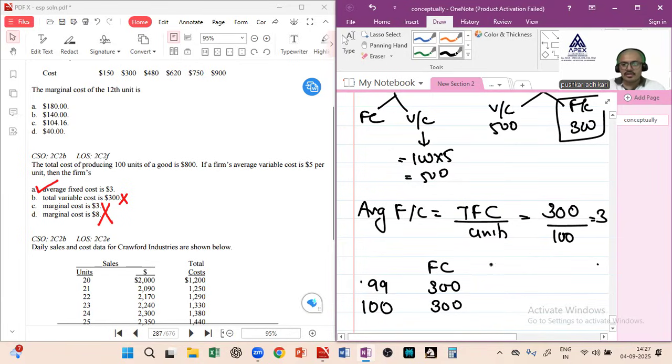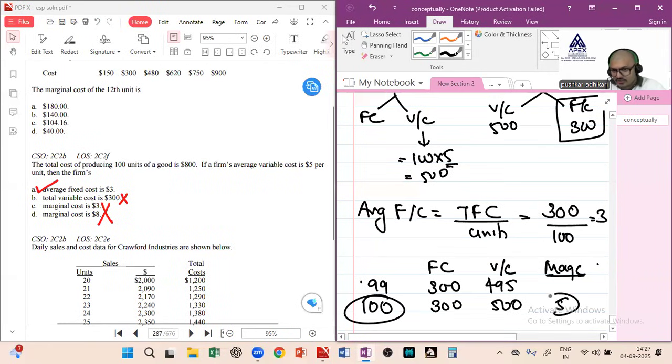It's a fixed cost. My variable cost, I calculated it is 5 per unit. So what is it? 99 multiplied by 5. What is the answer? 495. So for 100 it will be how much? 500. So what is my marginal cost for the 100th unit? Marginal cost for the 100th unit is equal to 5. It is not 3, it is not 8, it is 5.